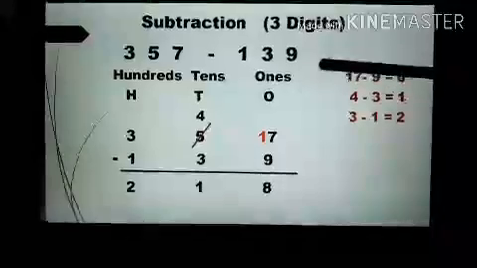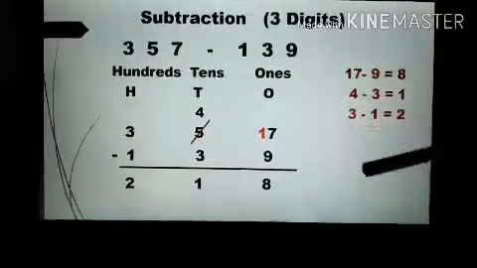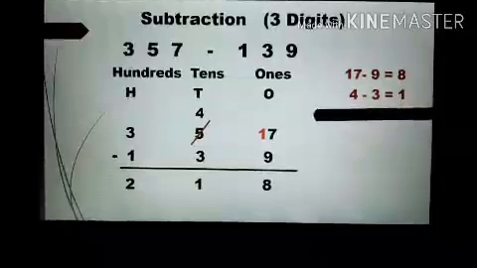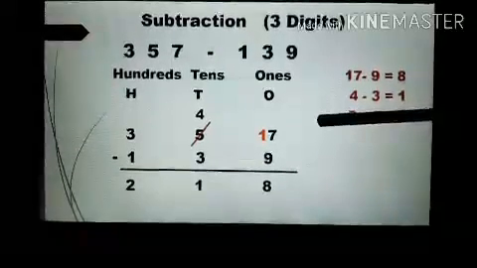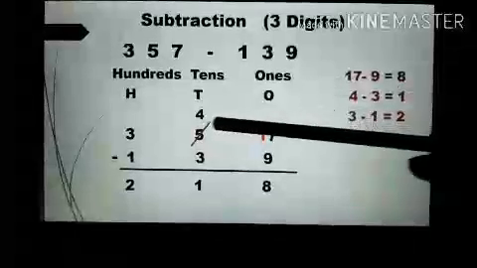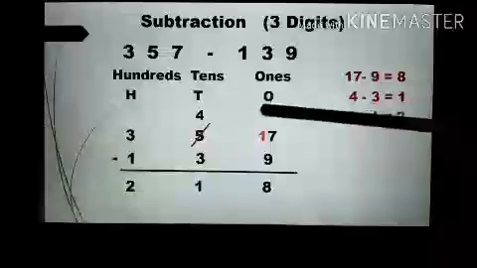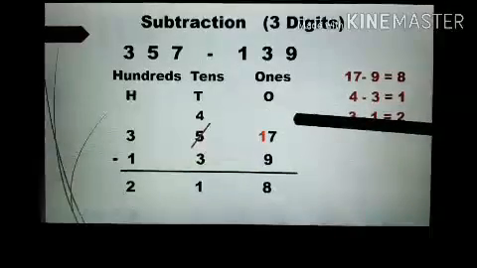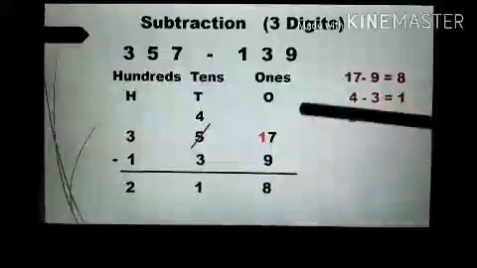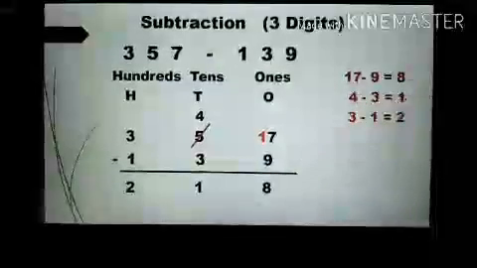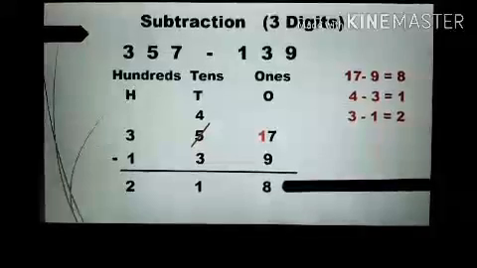First of all, we solve ones column. 7 minus 9, where 7 is less than 9. How can we subtract? 7 will borrow 1 ten from 5 tens. It will be 17 ones. And 5 tens will be 4 tens. So 17 minus 9 is equal to 8. Write 8 here in ones column.